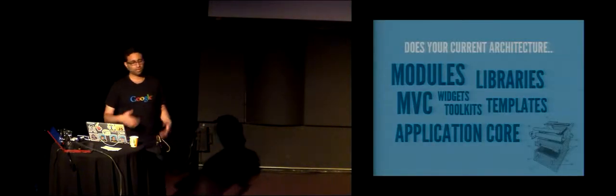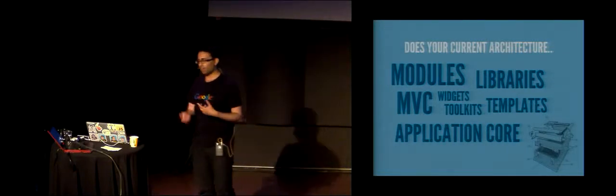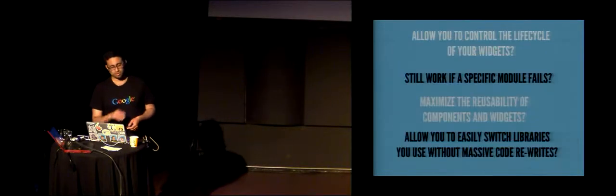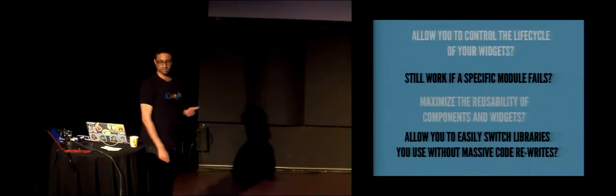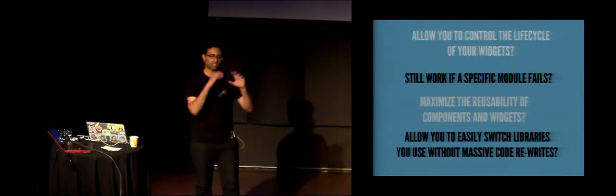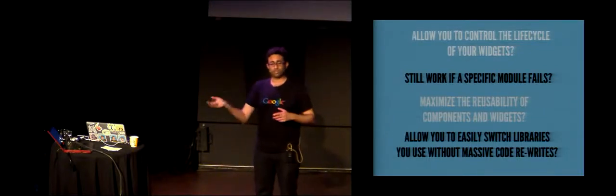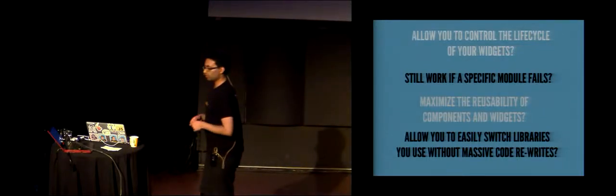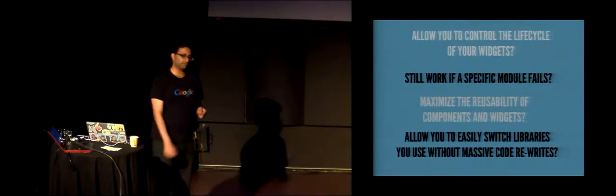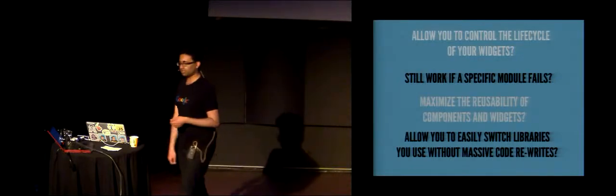So ask yourself, your current architecture probably is composed of something like this. You probably have modules, widgets, libraries, templates, and other bits and pieces. But does your current architecture allow you to do these things? Does it let you control the life cycle of your widgets? So are you able to completely stop a widget, deallocate the memory being used by it, and easily reload it later on if you need to? Are you able to have your application continue working if particular parts of your page fail? Not a lot of frameworks are allowed to let you do this stuff these days.